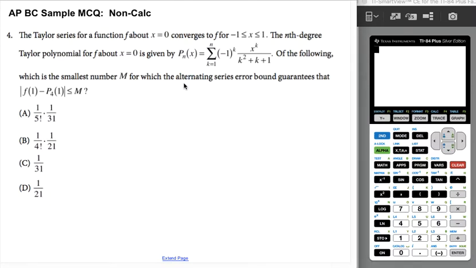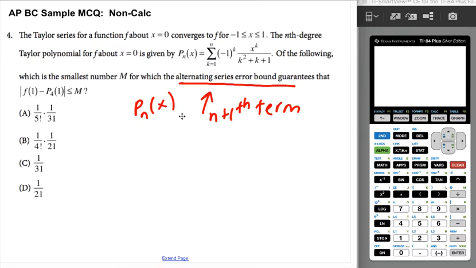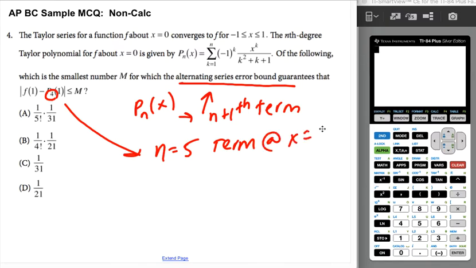Okay, so the short version here is the alternating series error bound is just the n plus 1th term, right? So if you're using p sub n of x, the error is the n plus 1 term. Since we're using p sub 4, this is literally going to be the n equals 5 term at x is 1. That's all they want.